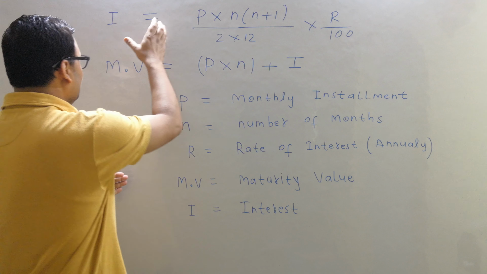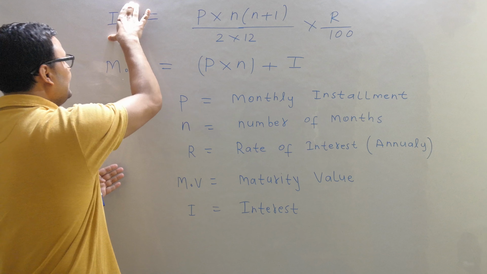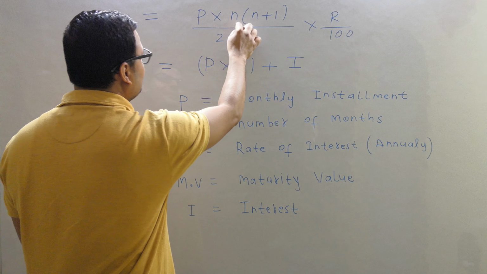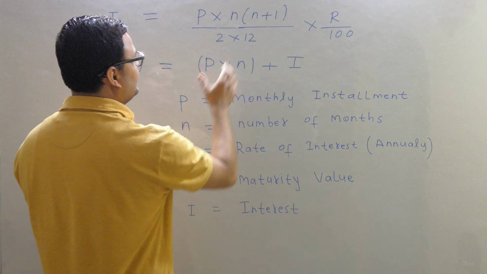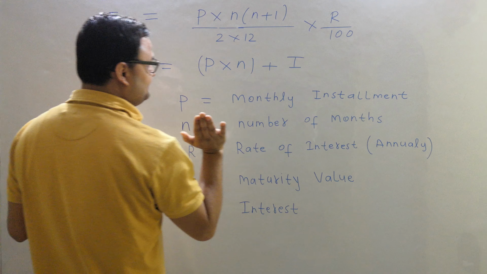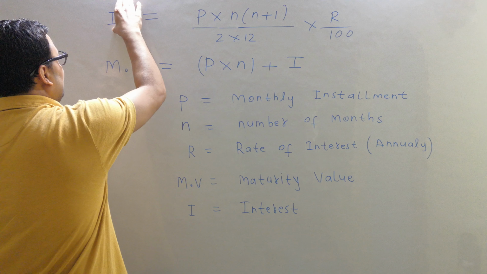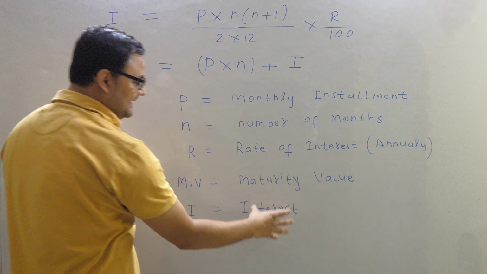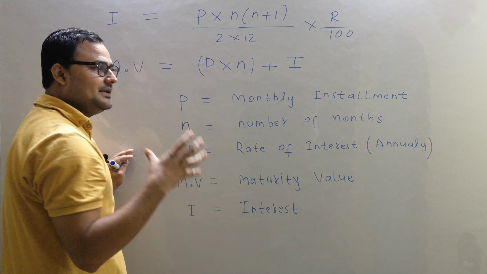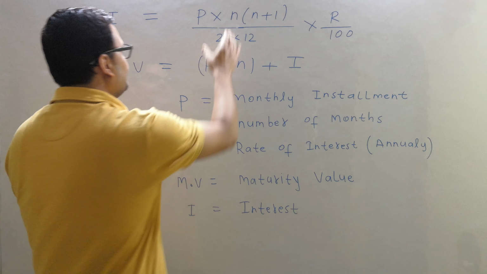Now only two formulae we have. The first one is I equal P into n plus 1 divided by 2 into 12 into rate by 100. Now first of all, what is all this thing? So I equal the interest amount that we are going to get, total interest amount we can say.